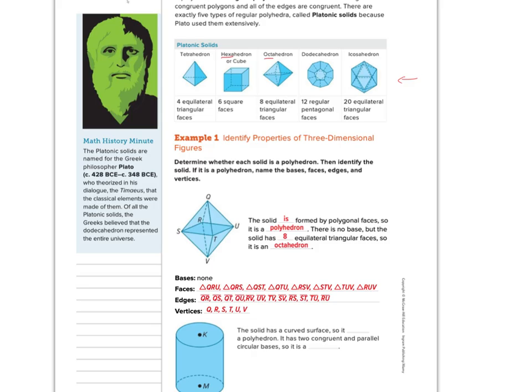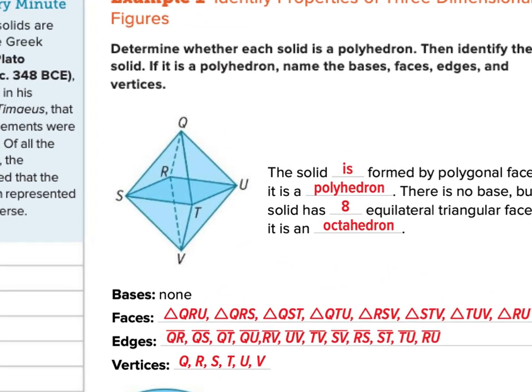Identifying properties of three-dimensional figures. Again, we talked about the names, but we'll practice with those, understanding the faces, the sides, the vertices, the edges, so being able to calculate those. So determine whether each solid is a polyhedron, then identify the solid.